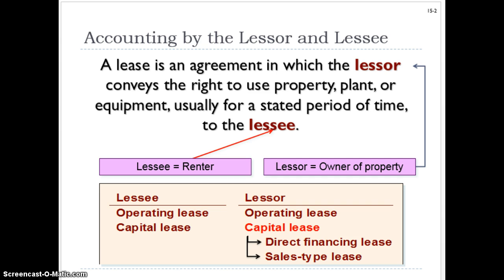First of all, a lease is an agreement in which the lessor, the person who owns the property, conveys the right to use the property, plant, and equipment, usually for a stated period of time, to the lessee, who is the renter.